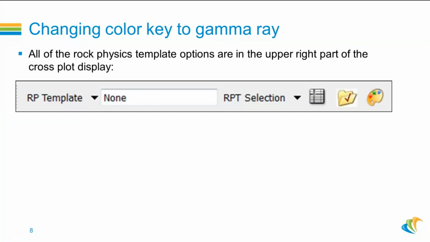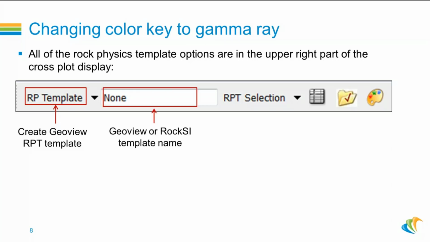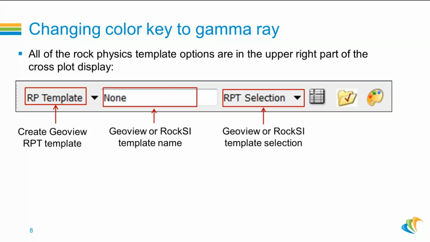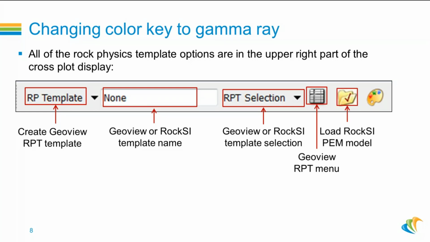All right, so all of the crossplot options are in the upper right part of the crossplot display. You've got a create Geoview RPT template option. You can also look at the name in this display, and you can select different templates as you build them. Here's the icon that launches the Geoview RPT menu, the Rock Physics Template menu. Here's the icon that will launch the Load RockSI PEM model option.